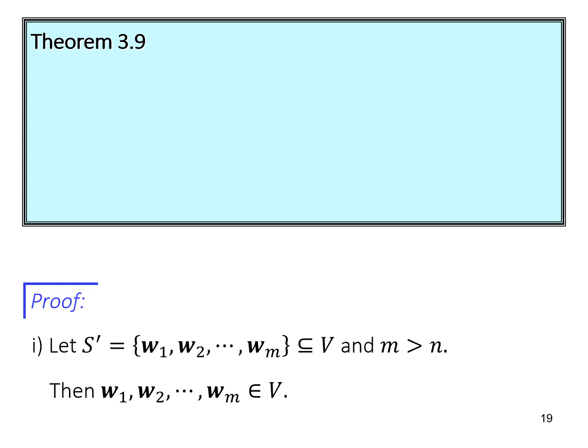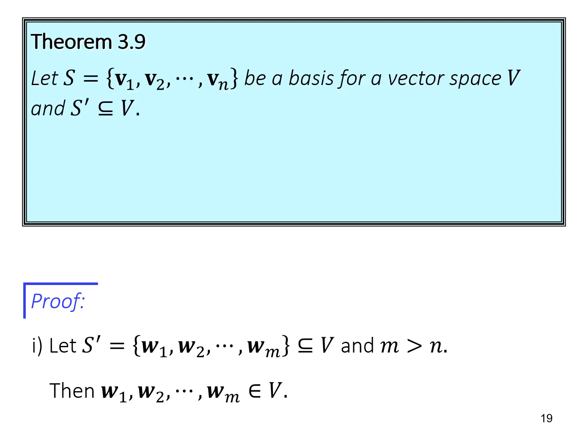Theorem 3.9 is very important because we might want to use this theorem, for example, to form a basis for a vector space later on in some examples. The contents of this theorem: we have a vector space V, and S, which has n vectors in V, is a basis for V, and then we have a subset of V, S prime.